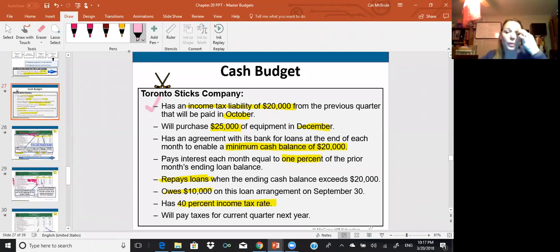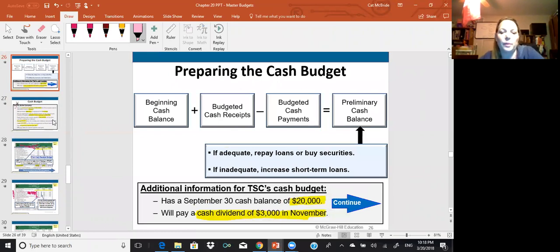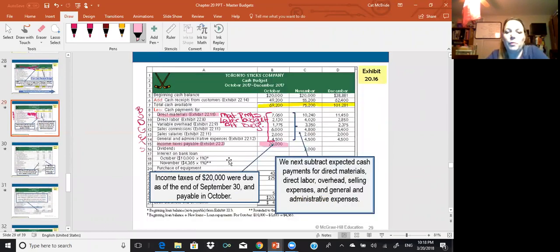And then we also knew, we were also told that we're going to pay dividends. Where's dividends? Oh, here, cash dividend of $3,000 in November. And we already used our beginning balance. So we were told we're going to pay dividends in November. So we've put dividends in. Okay. Now I'm just going to move down so we can see more, okay?